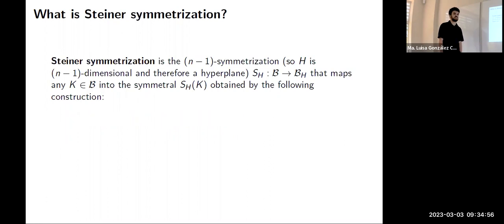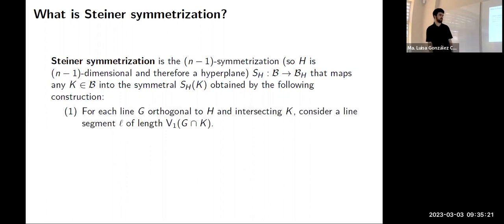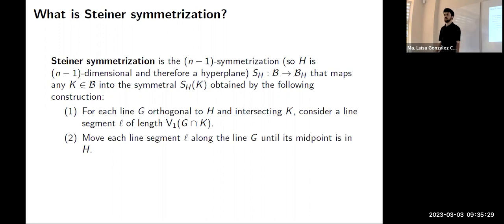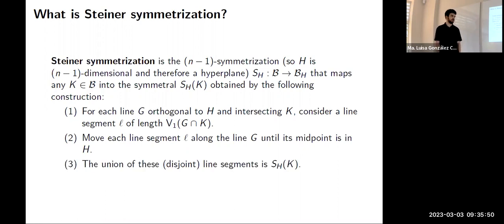So finally, what is Steiner symmetrization? It is the (n-1)-symmetrization, so here H is a hyperplane. It is the symmetrization S sub H going from B to the class B sub H that maps every K into the symmetral obtained by the following construction. First, we take every line G orthogonal to H and intersecting K, and we consider the line segment of length the one-dimensional volume of the intersection of that line with K. Also, we move each line segment L that we constructed along the line G until its midpoint is in H. The union of these disjoint line segments is going to be our symmetral.